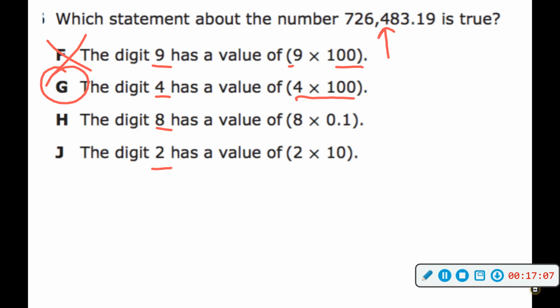Yes. Is the 8 tenths? No, it is in the tens. The digit 2 has a value of 2 in the tens? No, the 2 is in the 10,000s. That would be written like this. So G is correct.